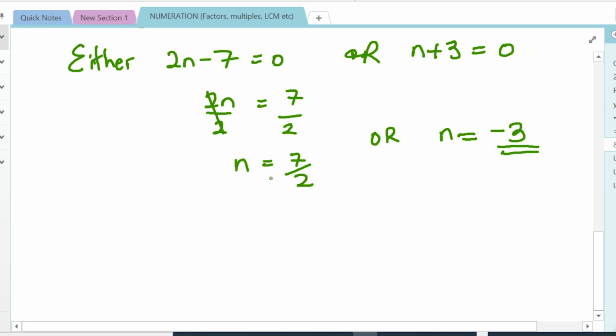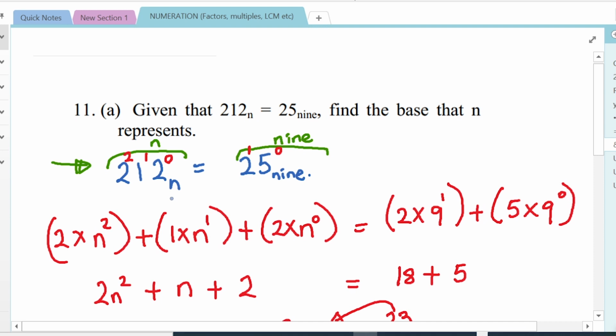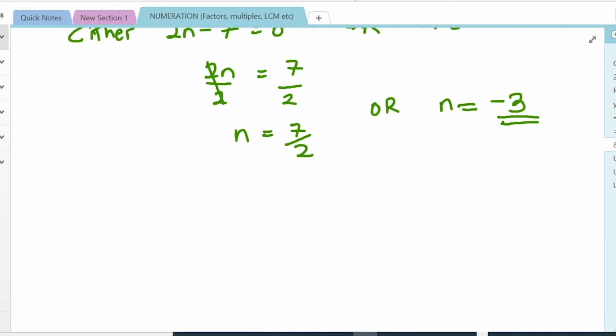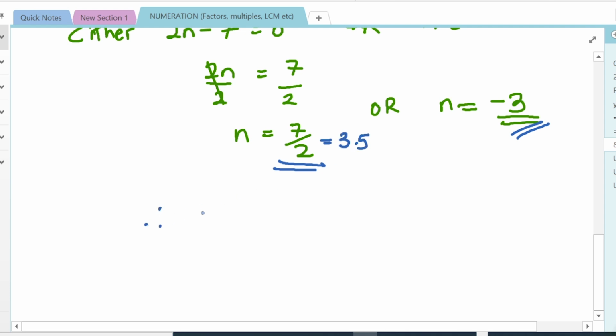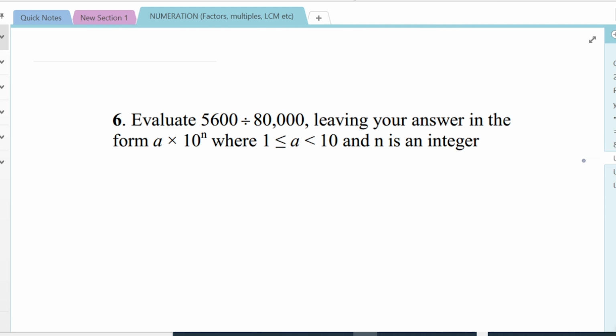So of course here we are looking for the value of n, and if you look at our question, the value of n is supposed to be a base. And we do not have such a thing called a negative base. So since one of our answers here is a negative, we eliminate it and we take this one. Of course 7 divided by 2 is the same as 3.5. So we shall say therefore n is equal to 3.5. And that's our answer right there. So moving on to the next.